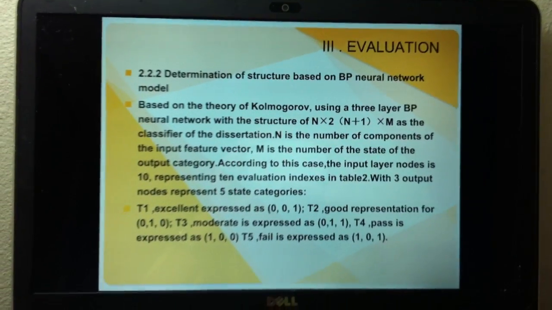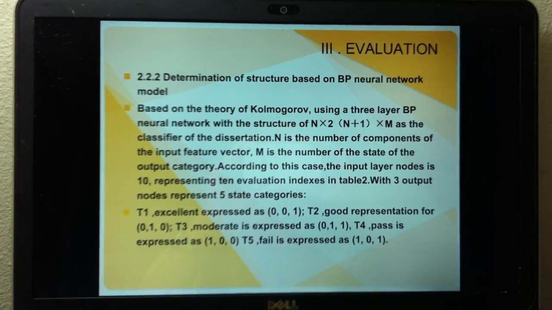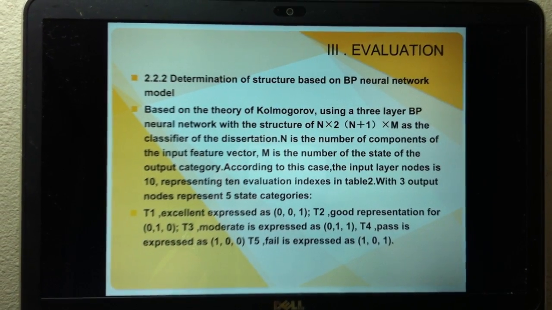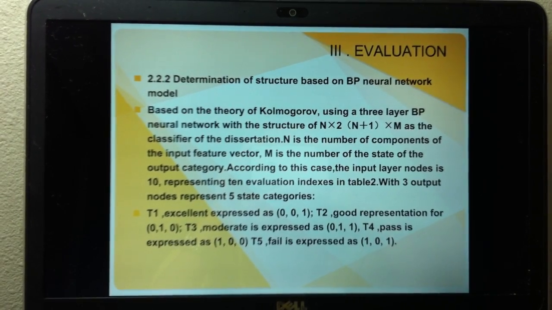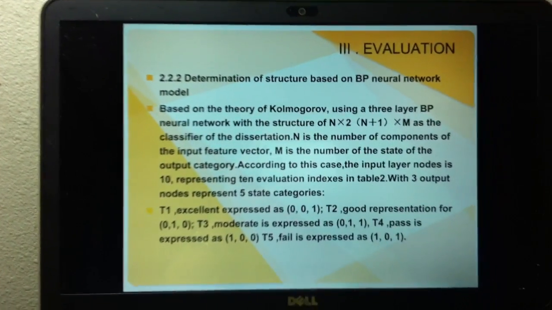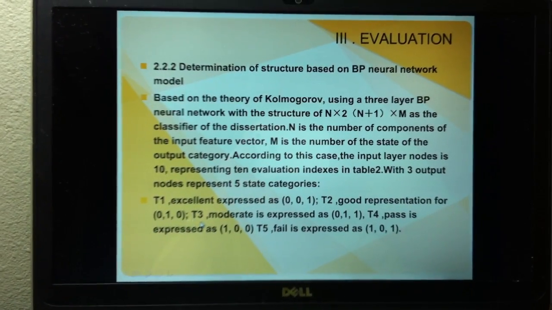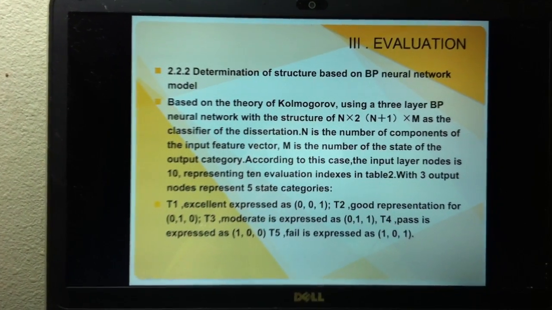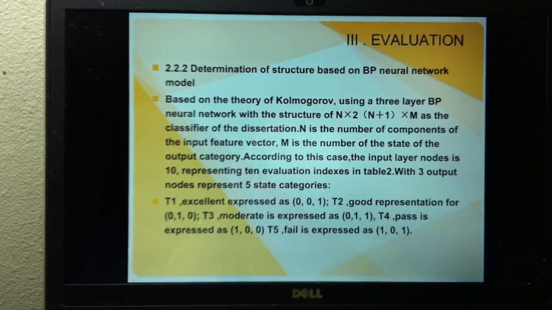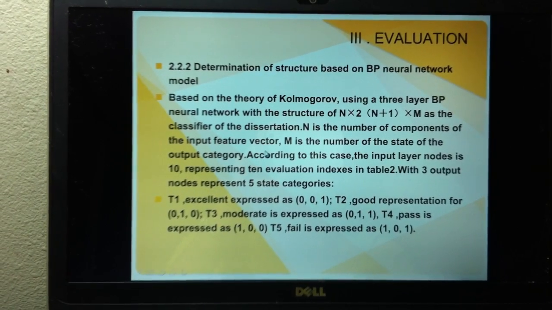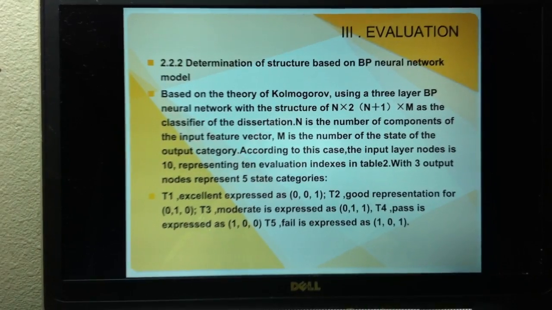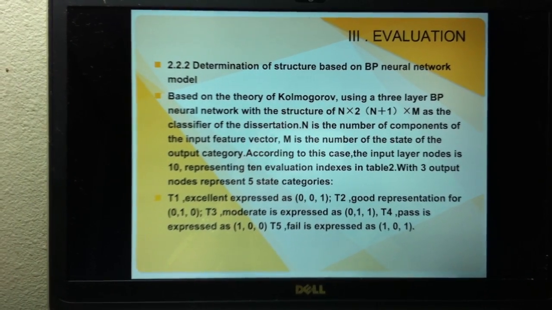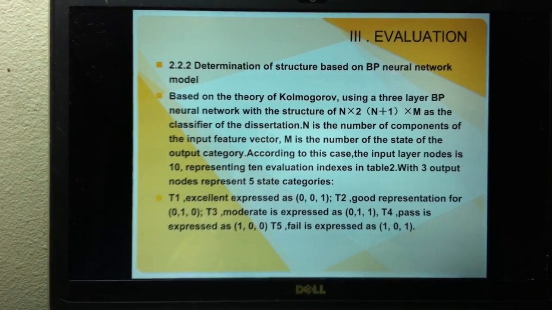Well, we also determine the structure based on the BP neural network model. So with the series, we're using a 3-layer network. Here is the structure. We use this structure to classify the dissertation, where N is the number of components of the input feature vector, and M is the number of states of the output category.